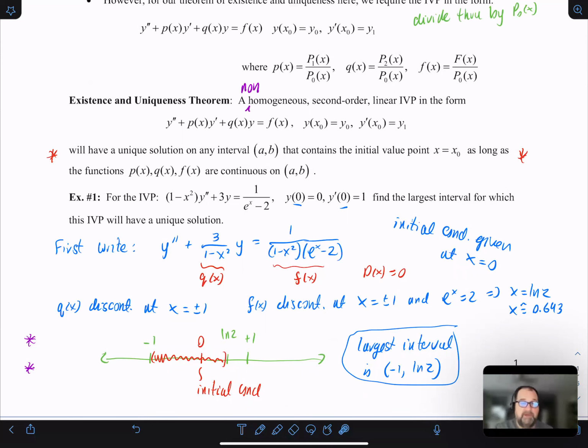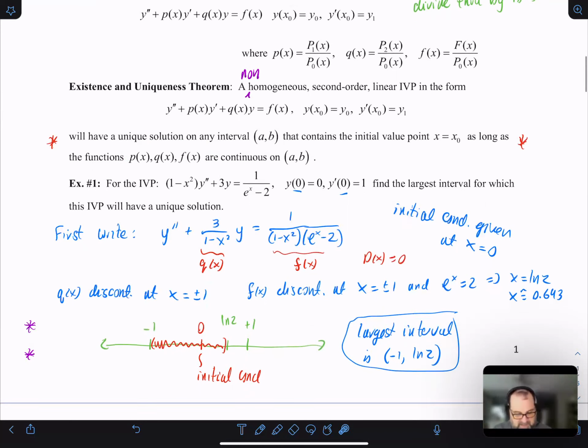So this is not too hard to establish. Given a non-homogeneous differential equation, I can simply look for where P of x, Q of x, and f of x are continuous, and then I can pick the largest interval where those three functions are continuous that also contains the initial value point. So here's a little example.